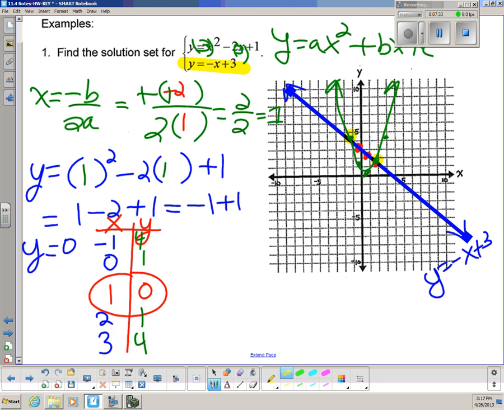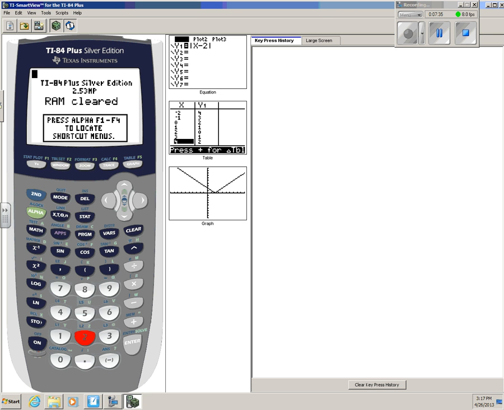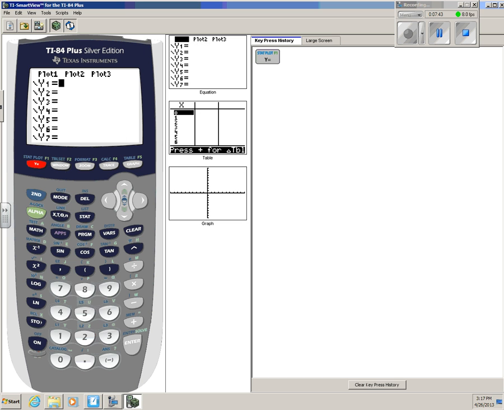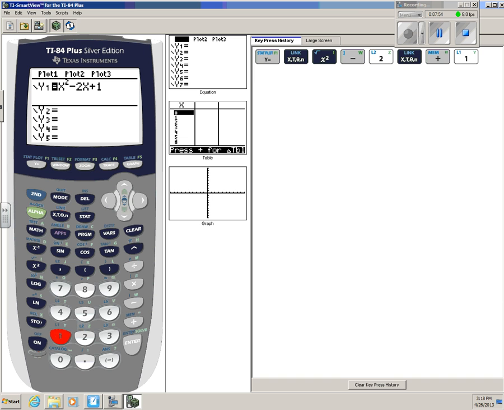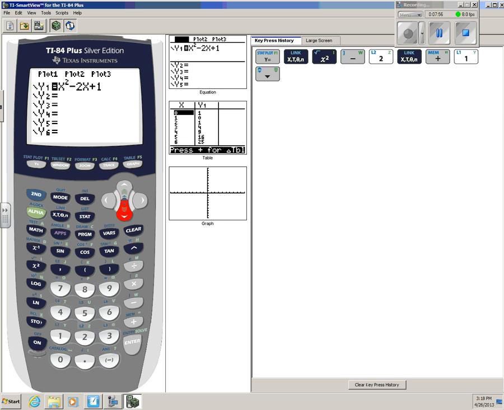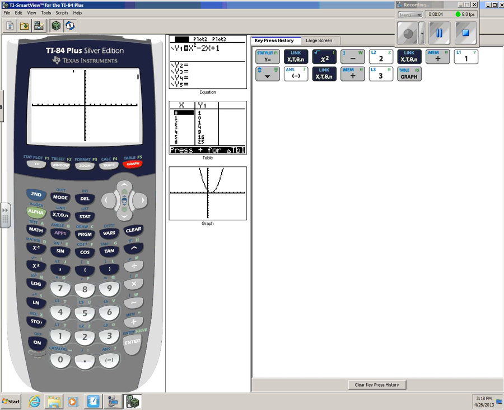Here we go. Get your calculator. You can go to y equals, type in that quadratic, x squared minus 2x plus 1. I'm going to go into y2. I'm going to type in the line, -x plus 3. We're going to take a look at the graphs. Pretty sure that's what ours look like.